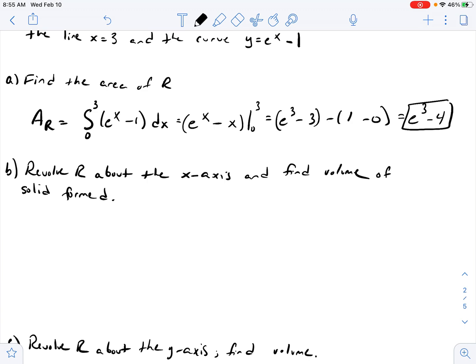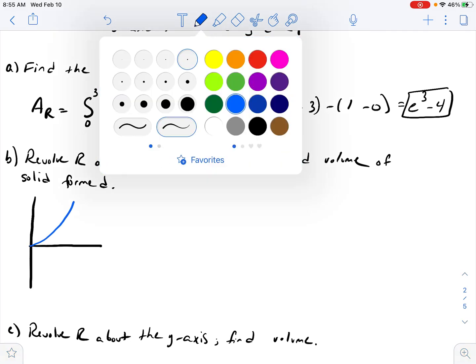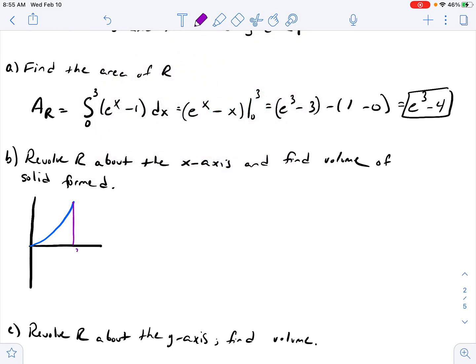For each new part, I'm going to redraw the diagram specific to what's going on in that part of the problem. So we've basically got this, and I'm revolving about the x-axis. So right around this thing. There's my mirror image, and when I draw this in, really the only thing being rotated, so to speak, is this blue function. There's no other function in between. So what we have here are some disks. That's the first thing I realized.